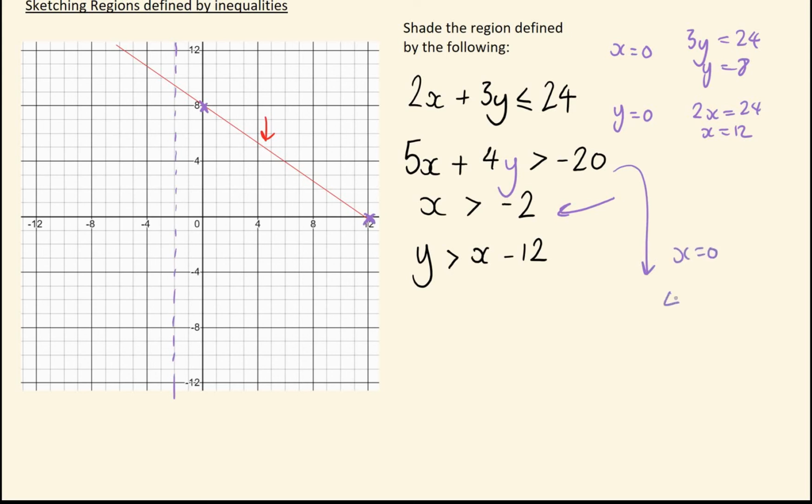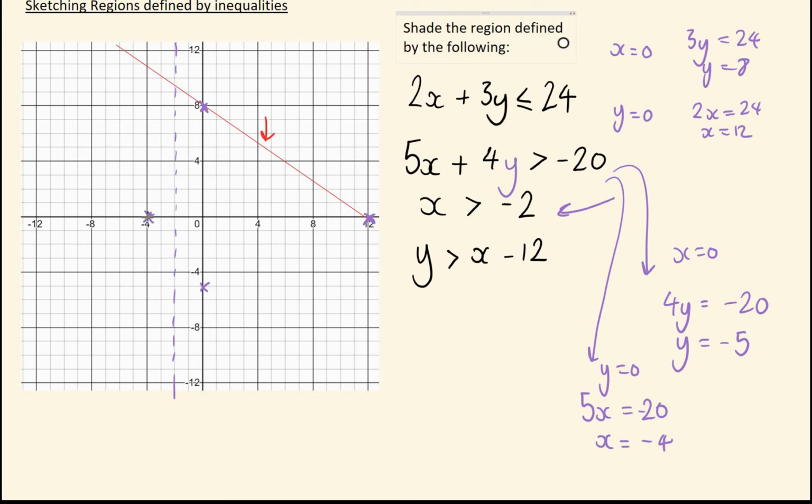x equals 0 tells me 4y is minus 20, so therefore y is minus 5. We put that point on, and then same thing again with y equals 0 tells me that 5x equals minus 20, so therefore x is minus 4. And again, I've got 2 points, so I can get my ruler and I can join those lines together. Again, I will do the proper thing and make sure my line goes all the way from one end to the other. This is a greater inequality, which means my line should have been dashed.